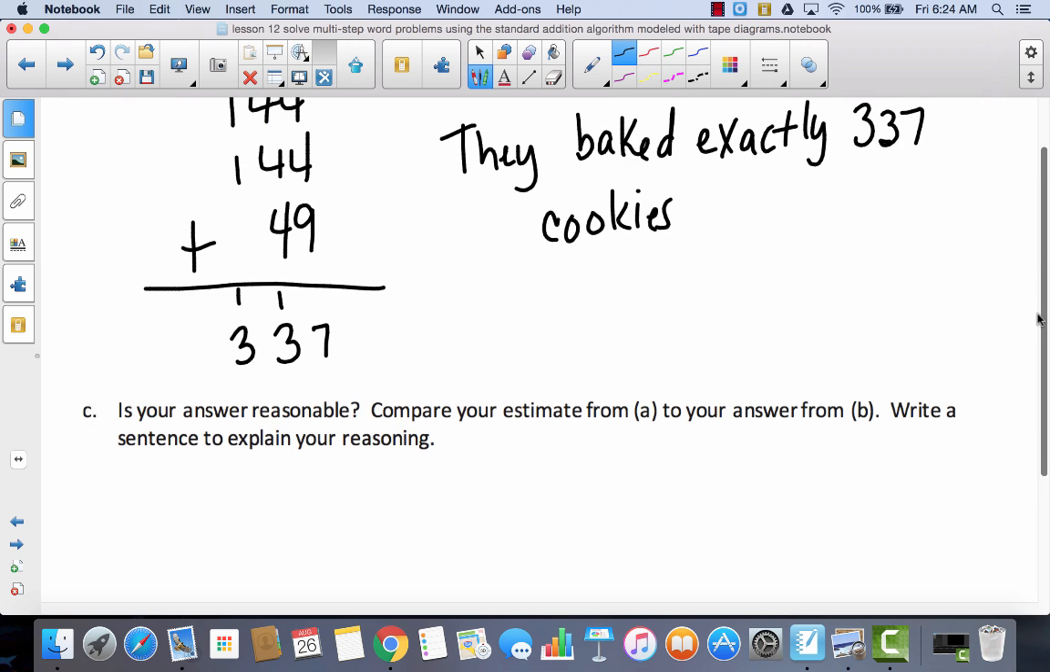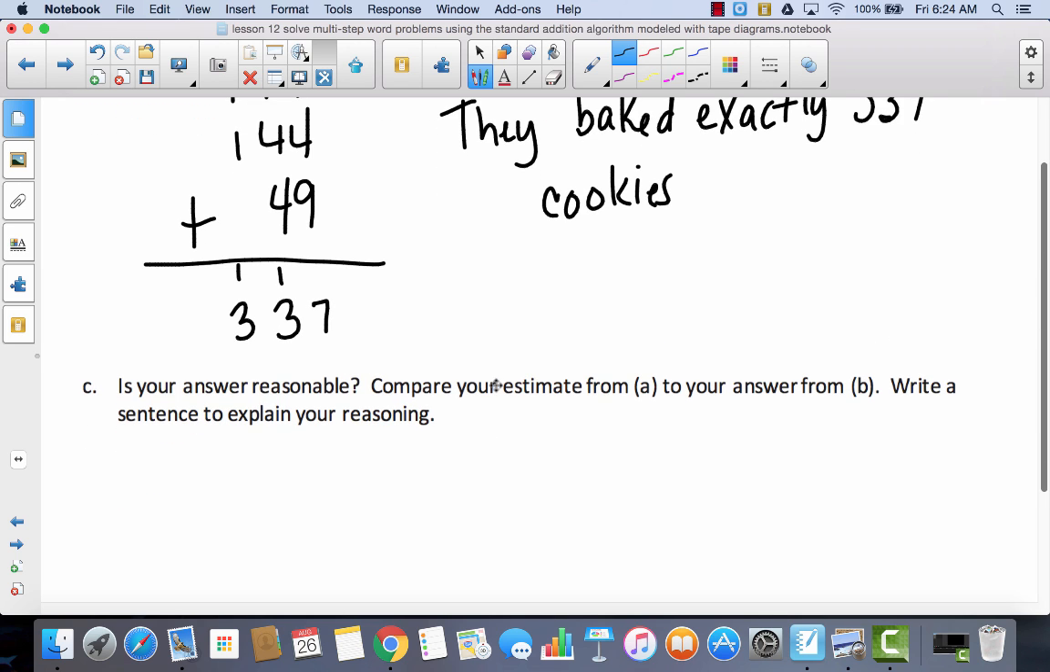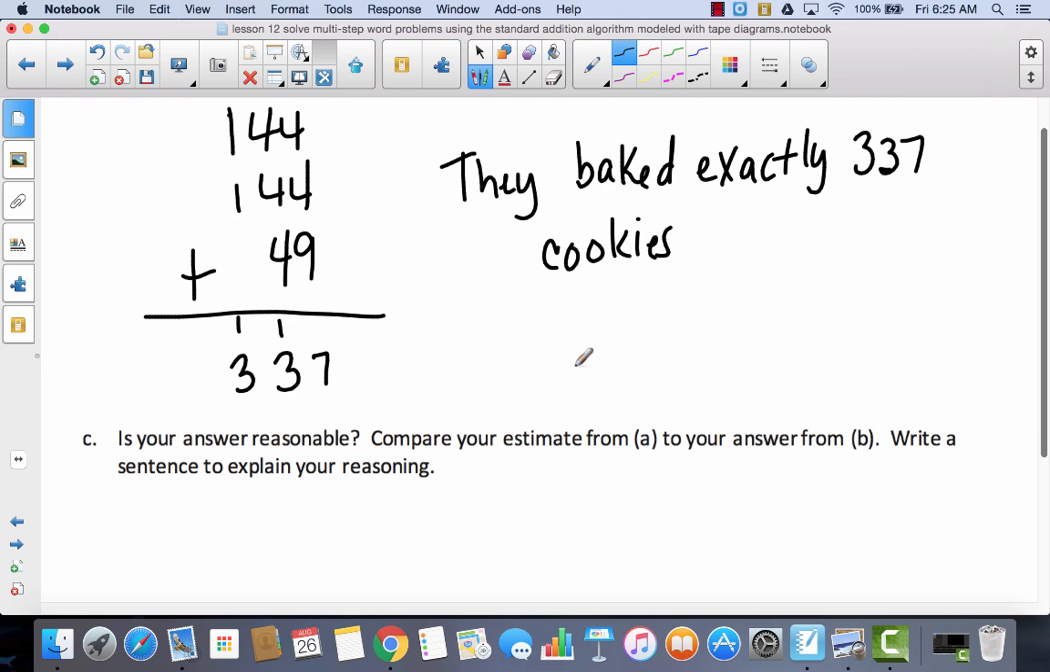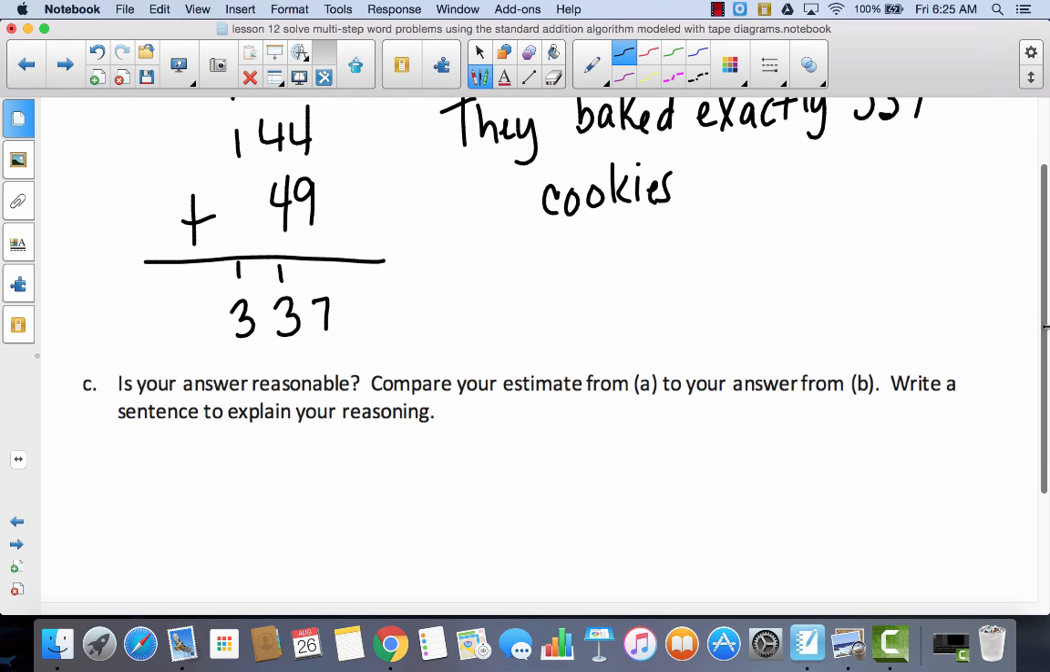Next it says, is your answer reasonable? Compare your estimate from A to your answer B. Write a sentence to explain your reasoning. Okay, so when I look back, my estimate was 330 cookies, and my actual answer was 337. So were my two answers close? Yes, so because they were close, that means that my answer is reasonable. Now, does that mean that I didn't make a silly addition mistake? No, I still could have. Perhaps I added the ones wrong and the actual answer is 336.